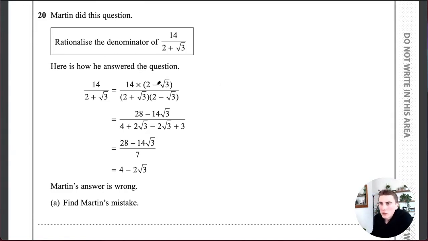Okay, so the first bit that he did was correct. Basically what he's doing here is when you rationalize something, you multiply top and bottom by the denominator, but you swap the sign. So instead of having 2 plus root 3, we go 2 minus root 3 over 2 minus root 3. So that's what he's done here. He's put 2 minus root 3 in brackets here and here and multiplied it by the 14 and the 2 plus root 3. So that's all good.